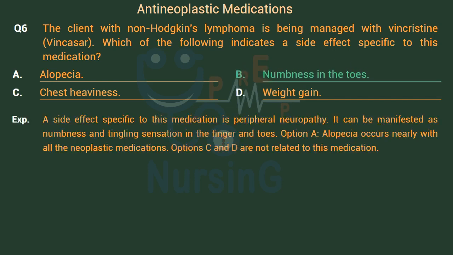Numbness in the toes. A side effect specific to this medication is peripheral neuropathy. It can be manifested as numbness and tingling sensation in the fingers and toes. Option A. Alopecia occurs with nearly all the antineoplastic medications. Options C and D are not related to this medication.